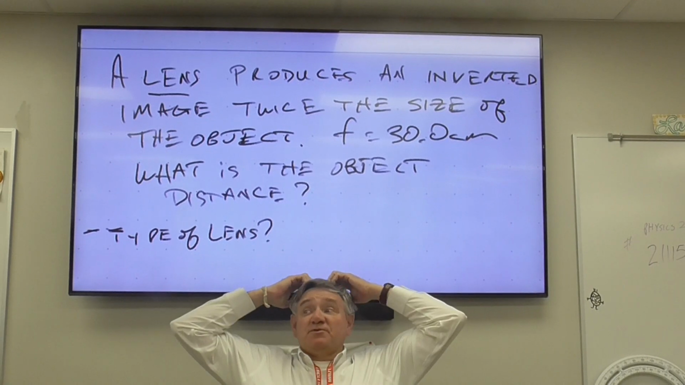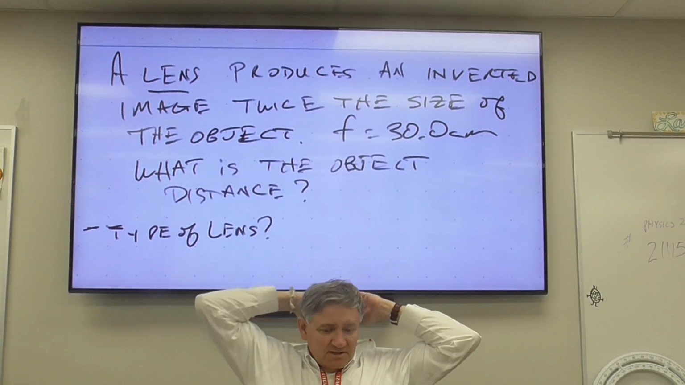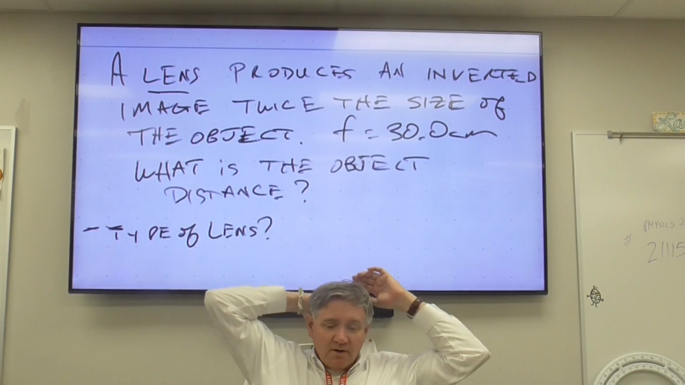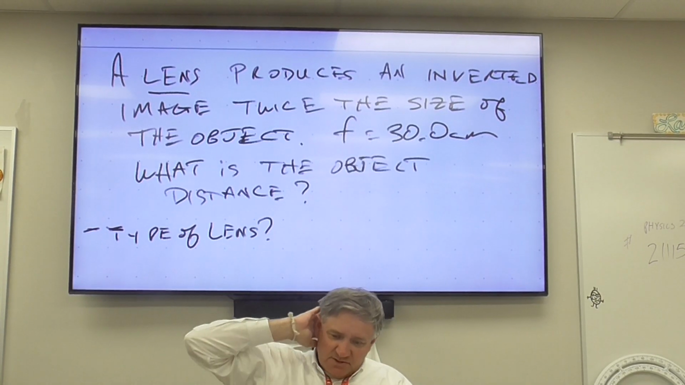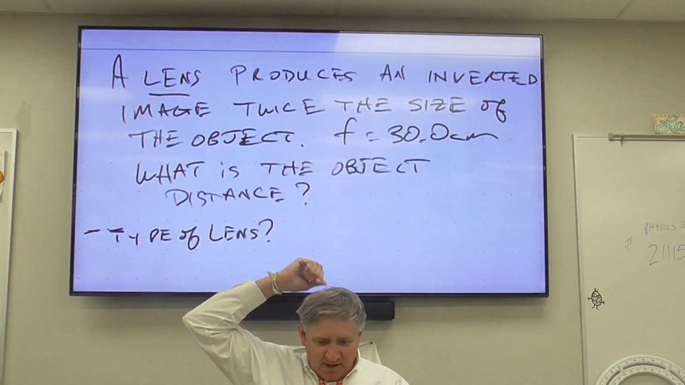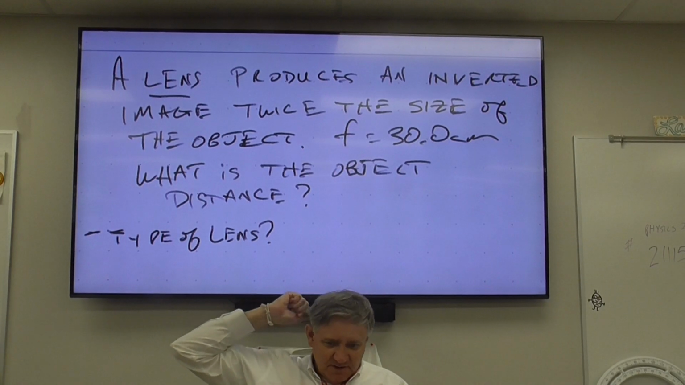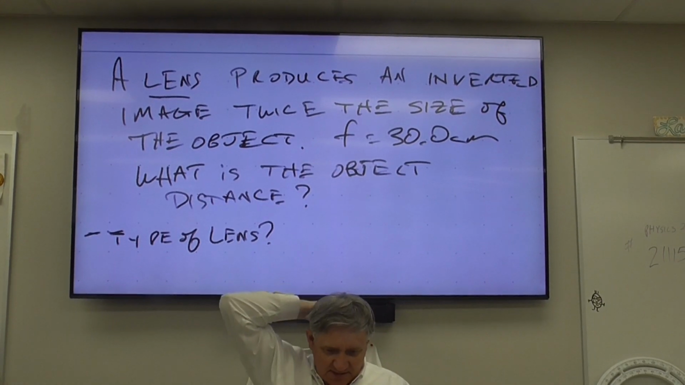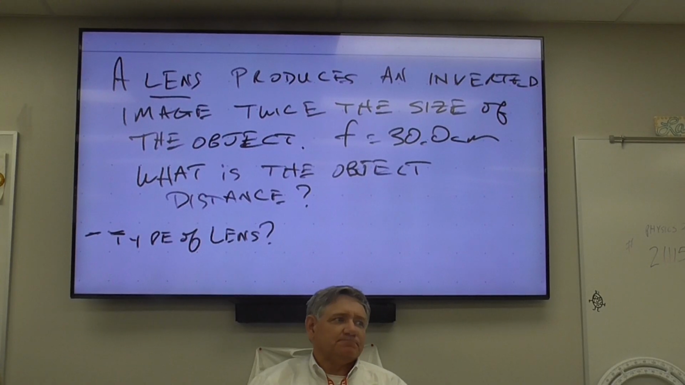So let's say I gave you this problem. A lens produces an inverted image twice the size of the object. The focal length is 30 centimeters. What is the object distance and what type of lens is it?